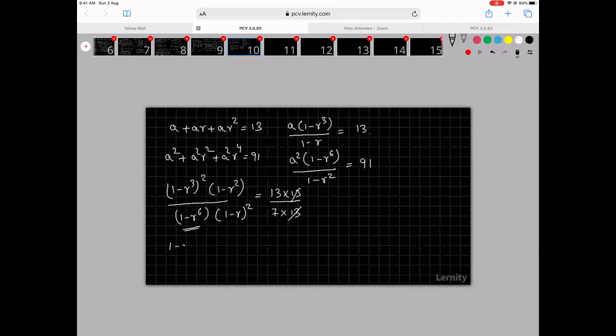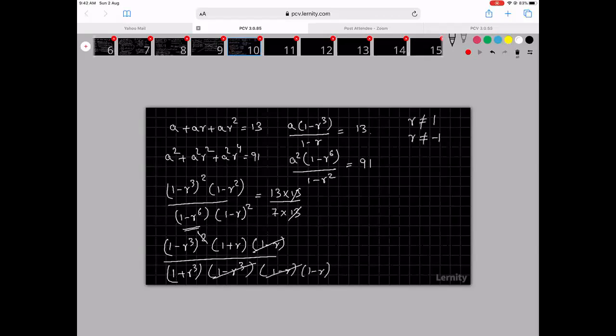Now here I can write this as 1 minus R cubed the whole square, 1 plus R, 1 minus R divided by 1 plus R cubed into 1 minus R cubed into 1 minus R into 1 minus R. So this and this gets cancelled. This and this gets cancelled. That is, R is not equal to 1, R is not equal to minus 1. Because if R is equal to 1, then this becomes 0. So 0 by 0 cannot be cancelled.